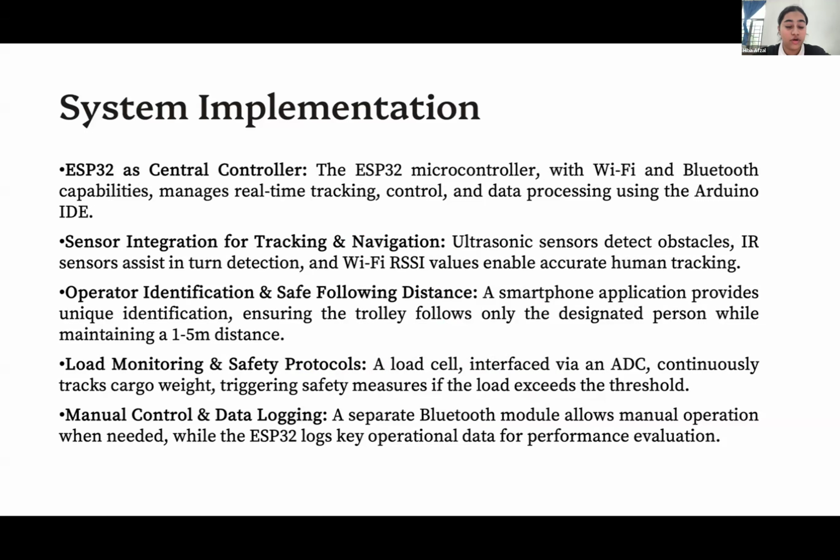Operator identification and safe following distance. A smartphone application provides unique identification that ensures that only one person is connected with the trolley at one time, ensuring the trolley follows only the designated person while maintaining a 1 to 5 meter distance. Load monitoring and safety protocols. A load cell interfaced via an ADC continuously tracks trolley weight, triggering safety measures if the load exceeds the threshold. Manual control and data logging. A separate Bluetooth module allows manual control when needed, while the ESP32 logs key operational data for performance evaluation.